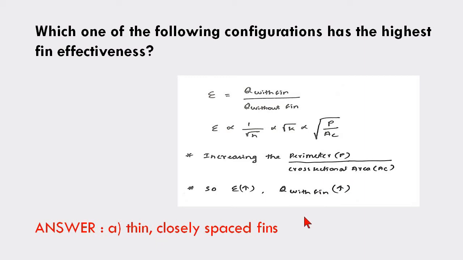Okay, so why is it the closely spaced fin? That is the pitch, the distance between the two fins, it should be what? Closely spaced. It is actually governed by the thickness of the boundary layer. Okay, so that develops on the surface of the fins. So the answer is thin and closely spaced fin is correct for the higher effectiveness.